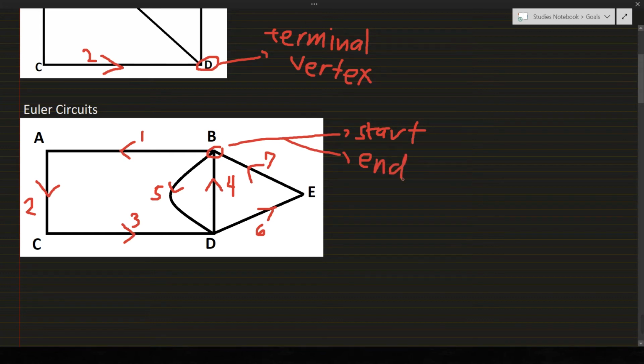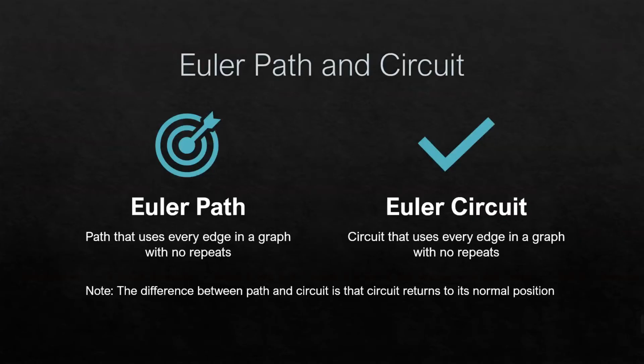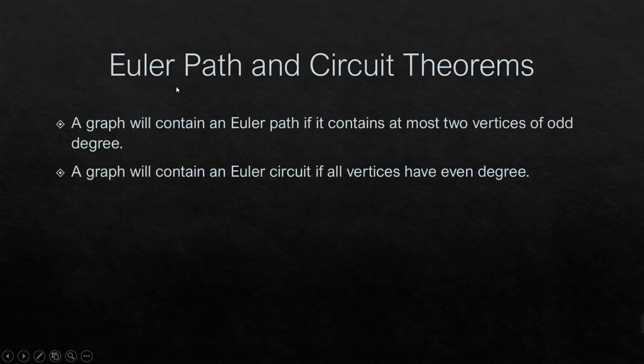Okay. So let's now move to the next slide. The Euler path and Euler circuit theorem: a graph will contain an Euler path if it contains at most 2 vertices of odd degree. Next, a graph will contain an Euler circuit if all vertices have even degree. So remember, an Euler path has at most 2 vertices of odd degree. Next, an Euler circuit if all vertices have even degree.